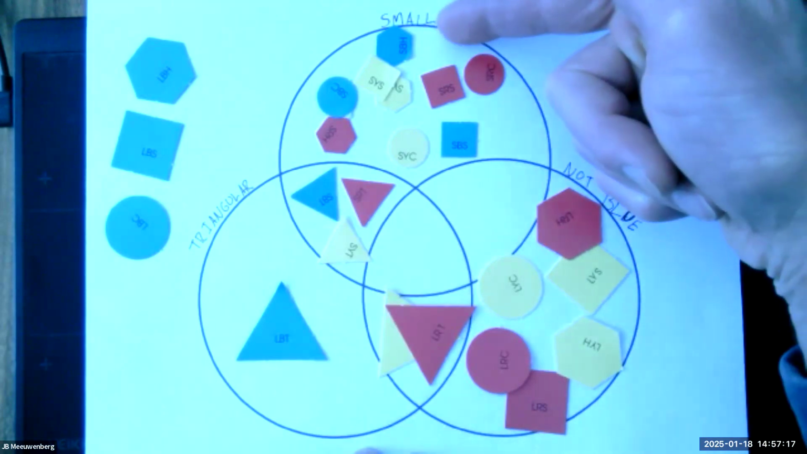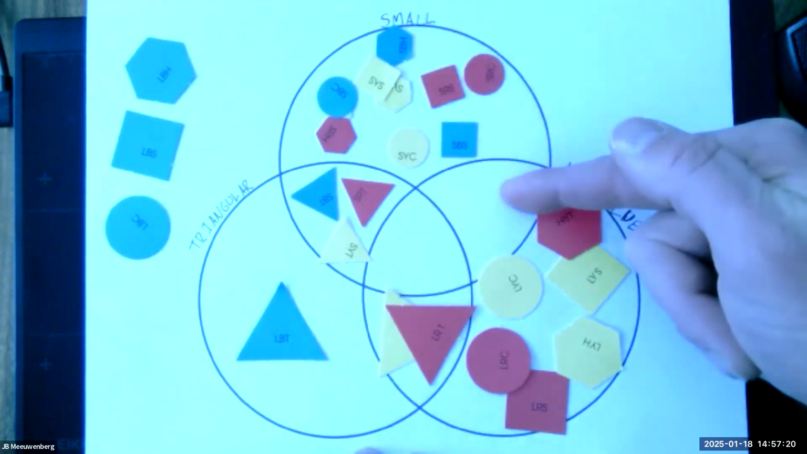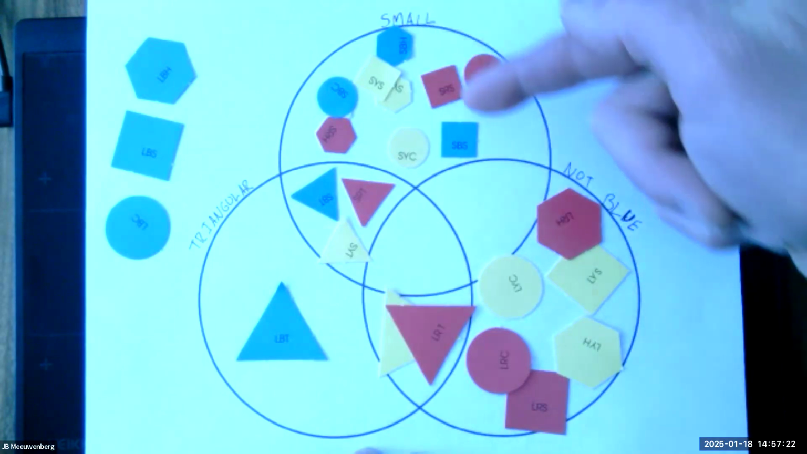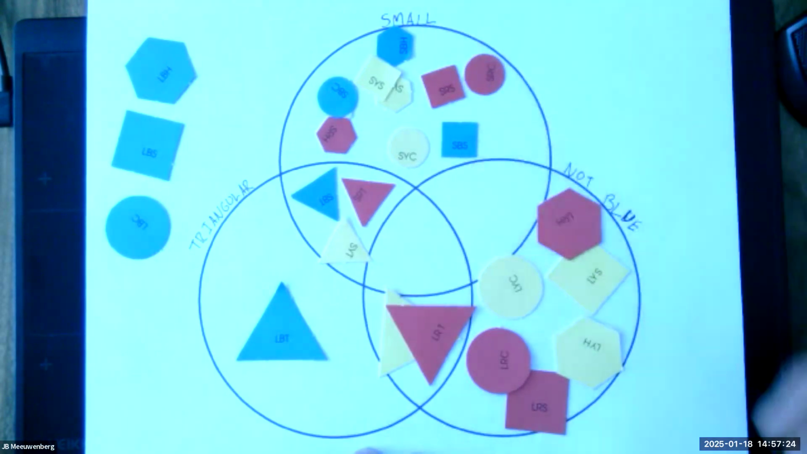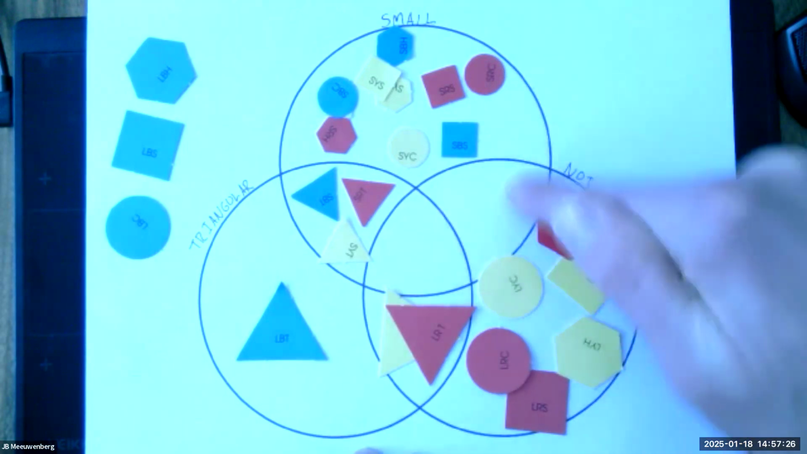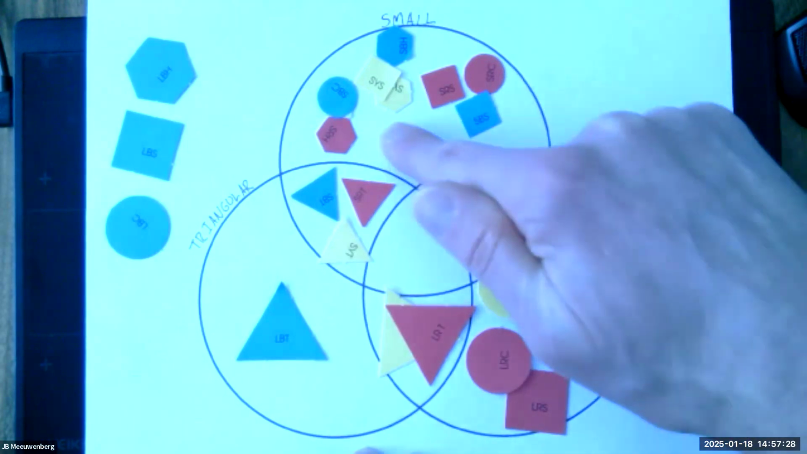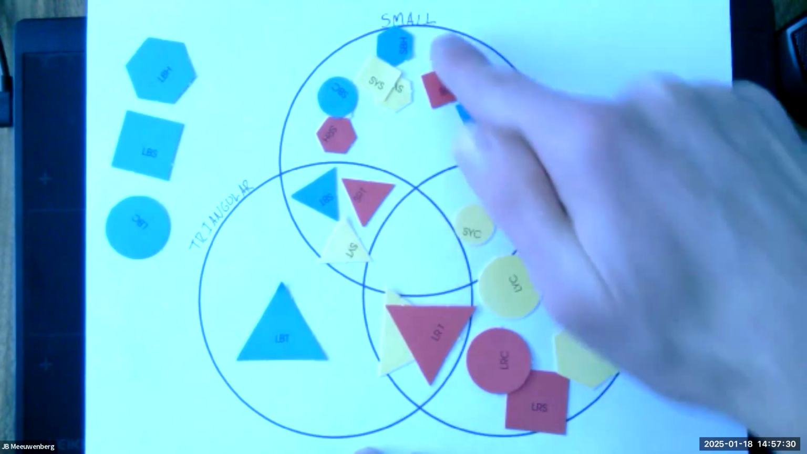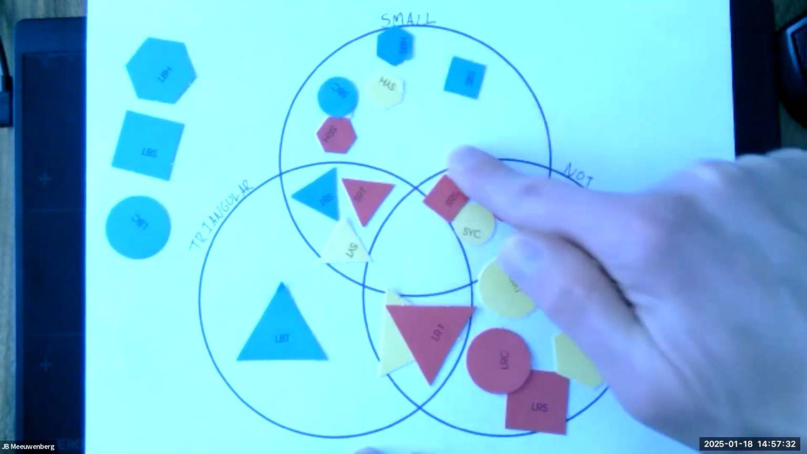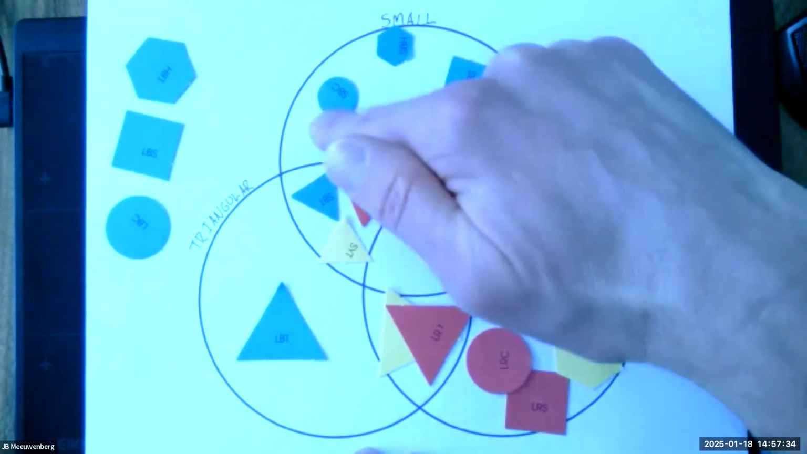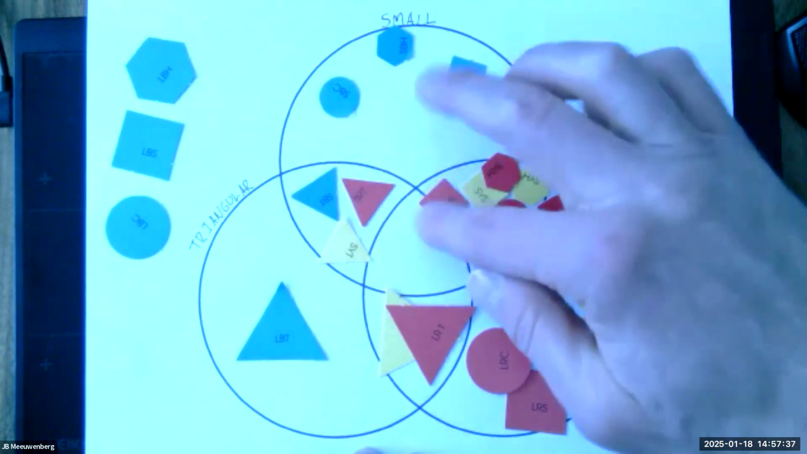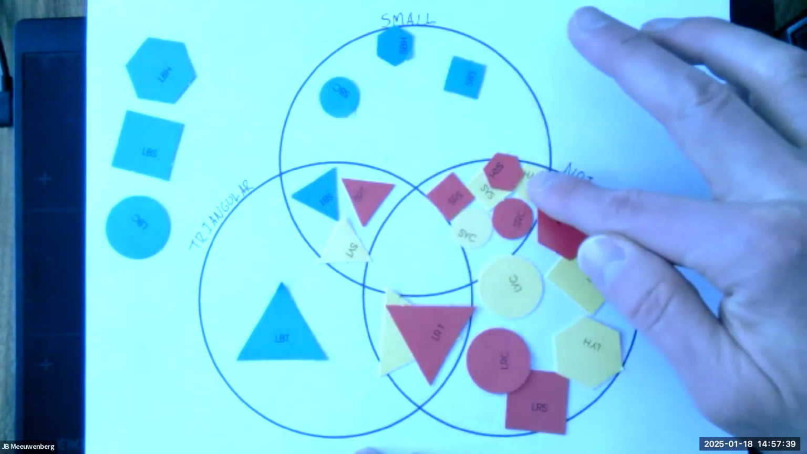Well, now let's go up to this small section. And now let's look to the right. Let's see if any of these small ones belong in this region. Well, this is the not blue section. So that means I would bring in the yellows and the reds. I'm going to leave the small blue ones up there. And I'm going to move all the yellows and reds that are small right down there.